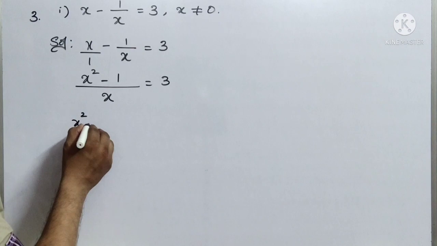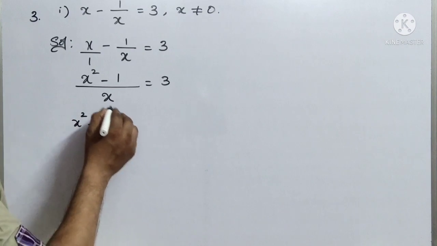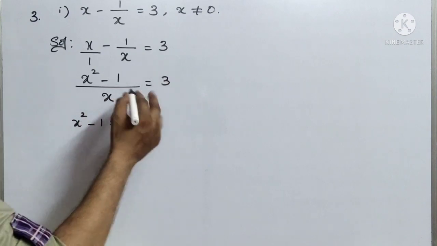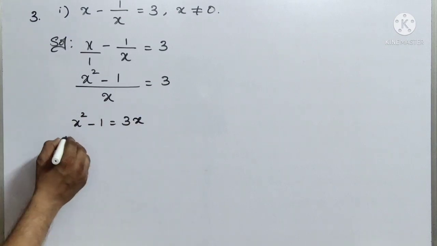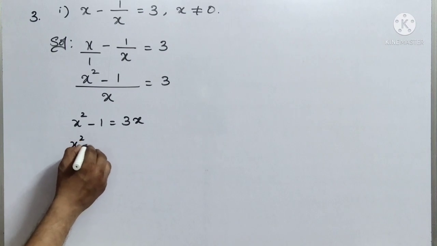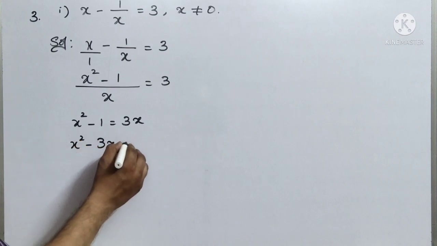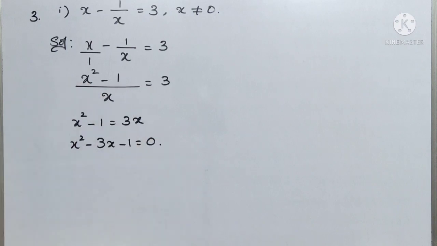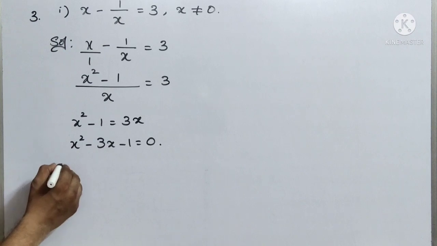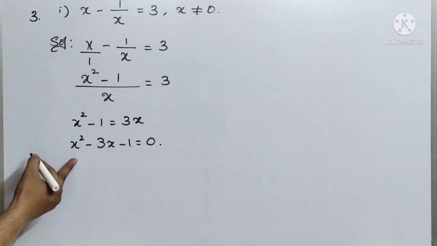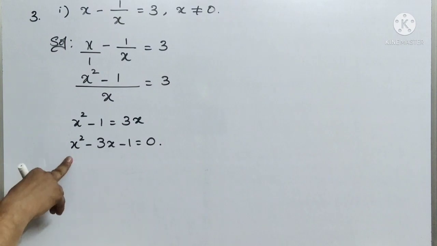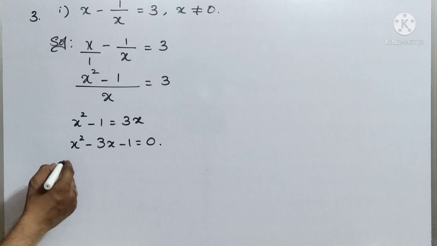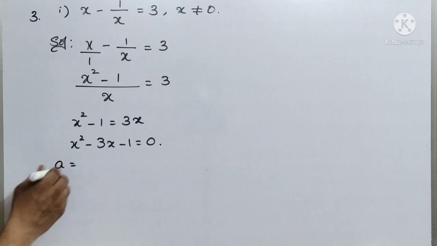So x square minus 1 equals, this x will go to that side, meaning multiplied, so 3 into x is 3x. Now bring this 3x to the left hand side. That is x square minus 3x minus 1 equals 0. I wrote it in standard form now. Now you have to compare this equation with ax square plus bx plus c. So what is a now? a equals the coefficient of x square.